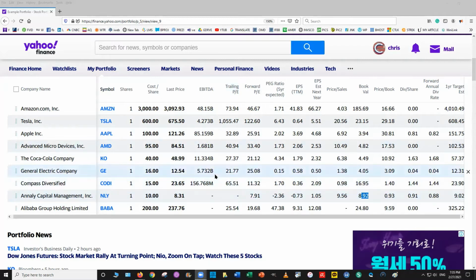So a PE, basically, Amazon, you're paying $73.94 for every $1 that they can earn. So you're like, wow, I'm paying $73 for just $1 in earning. Why would I pay that much money? Look at Tesla, $1,000 for every share you buy, and they're only making a measly $1, right? So why would you do that? Now, some of them are pretty low, like 21, 27. And the reason that people would pay money for not a lot of earnings, remember, we're hoping they grow in the future.